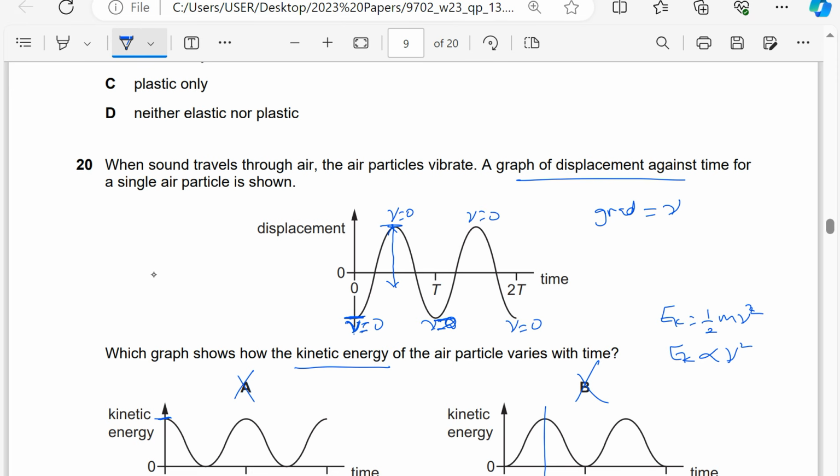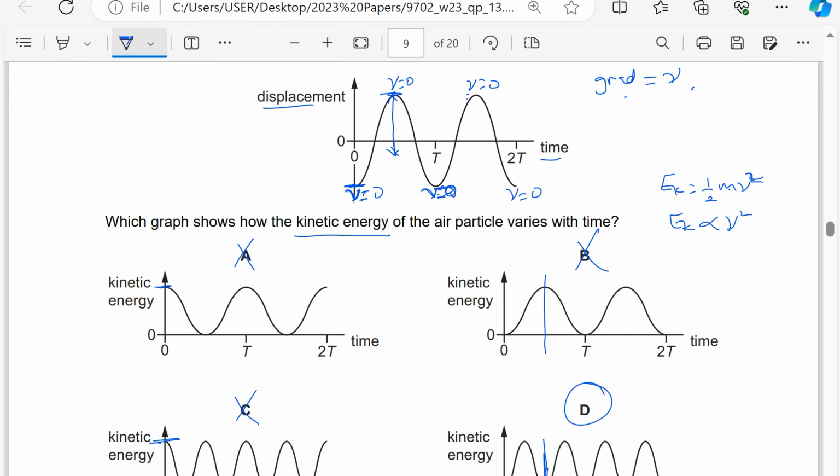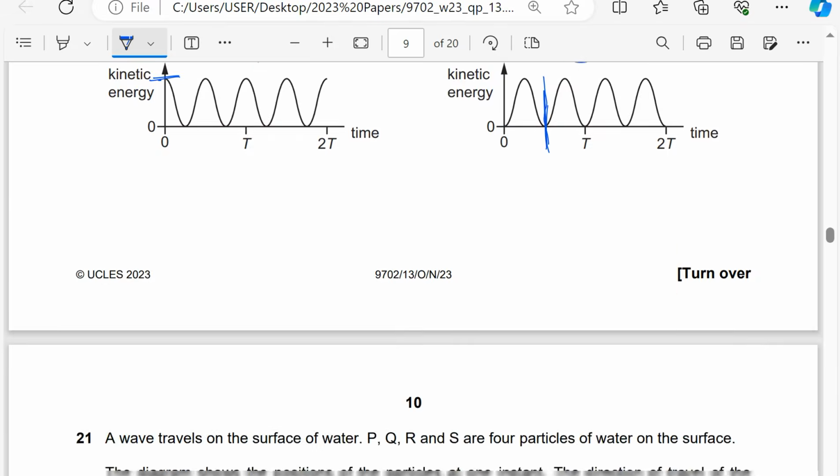I'm saying the gradient is the speed. For a displacement-time graph, the gradient is the speed. And remember, kinetic energy is equal to half mv squared. When the displacement is maximum, the speed is zero. That's why I have written here v equals 0 at the peaks. The speeds are zero at the peaks when the displacement is maximum. So the answer is D.